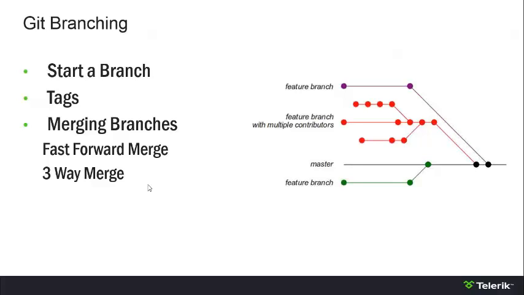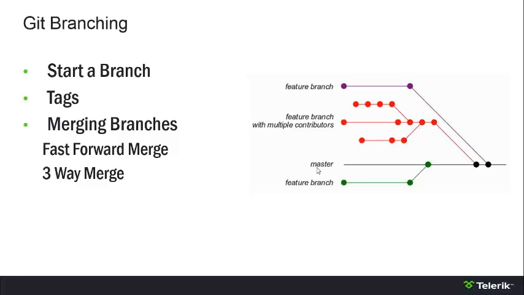To do branching in Git, you simply start a branch. You can also tag branches, and finally you can merge branches. The illustration on the right-hand side of your screen shows this workflow. The default branch that is created for Git is called master. You did not say master anywhere, but this is the branch that is created. The points on the master indicate various commits that may be happening.